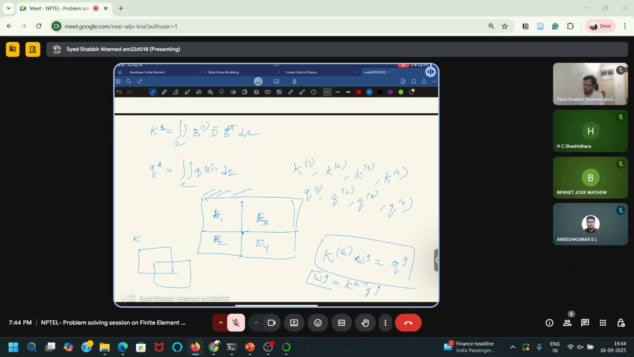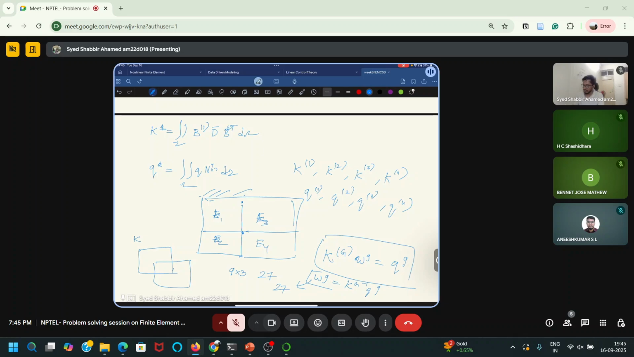4, 5, 6, 7, 8, 9. So 9 nodes, and each has 3 degrees of freedom. So I'll have 27 degrees of freedom total. So these 27 degrees of freedom I have to find out. But because this is already clamped, how many nodes are fixed here?